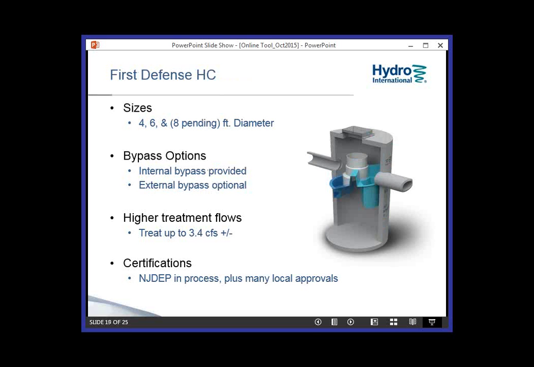The First Defense High Capacity currently is available in only 2 model sizes, a 4-foot and a 6-foot. Next year we should have an 8-foot version of this pending. It has an internal bypass. Because we have an internal bypass on this unit, when you have internally bypassed units, you always trade off the treatment flow against the bypass flow and head loss. So generally internally bypassed units have a smaller treatment flow rate. With the 6-foot unit we can treat up to approximately 3.4 CFS, depending on the particle size that you target. It can also be used with an external bypass. Currently we're going through the NJDEP approval process for this product, and that should be finished by the end of this year, but it also does have many local approvals.